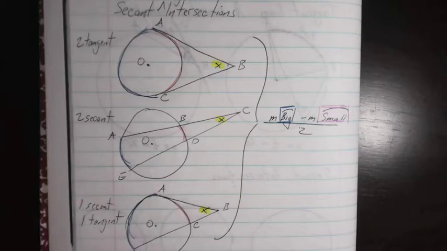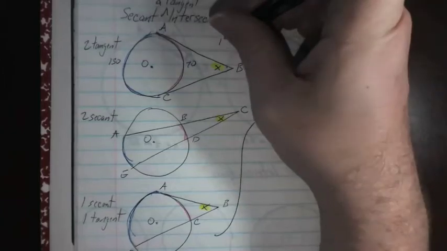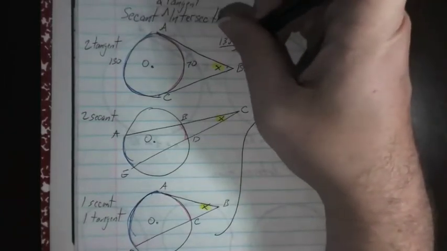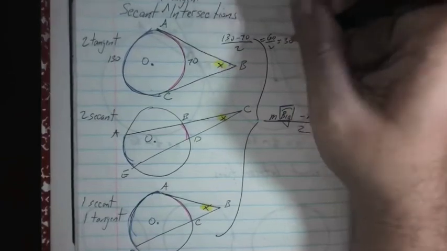If we were going to do this one, and this was a 130 degree, and this one was a 70 degree, well, this would just be 130 minus 70 over 2. So that's going to be 60 over 2, so 30.